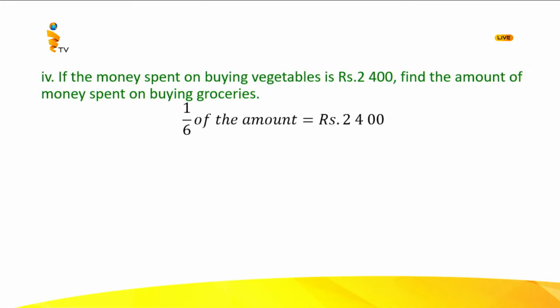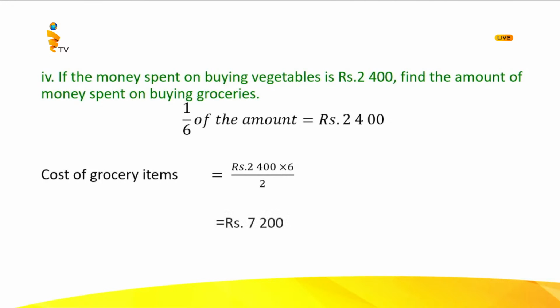In the earlier question, we found the amount of money spent on buying groceries was half of the amount he took to the market. So here I have written cost of grocery items is equal to 2,400 rupees times 6. That means I have found the total amount he took to the market by multiplying 2,400 by 6, and I have divided it by 2 to find the cost of grocery items. So, the answer will be 7,200 rupees.